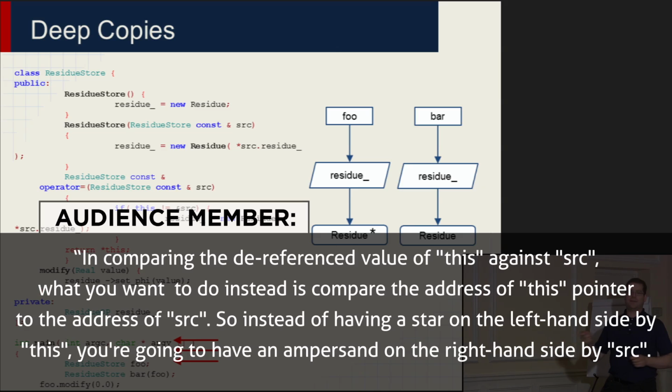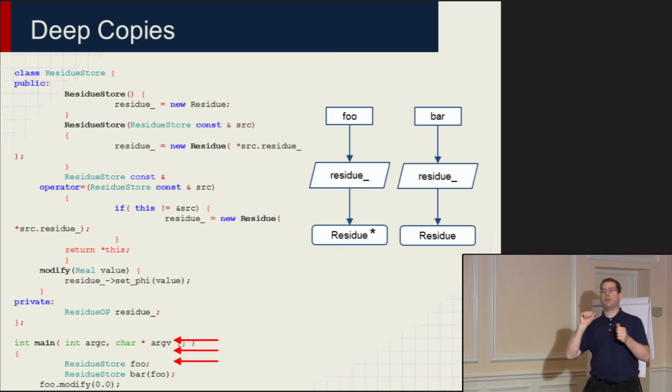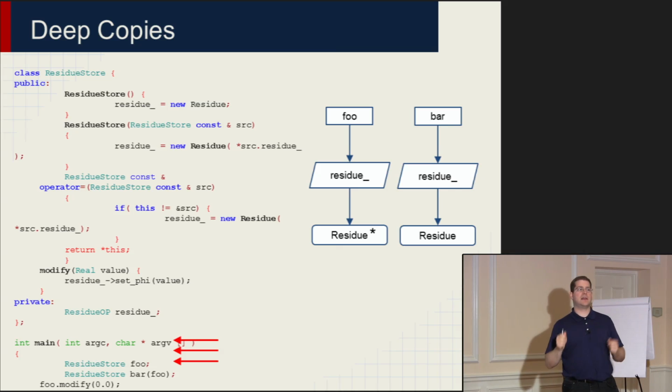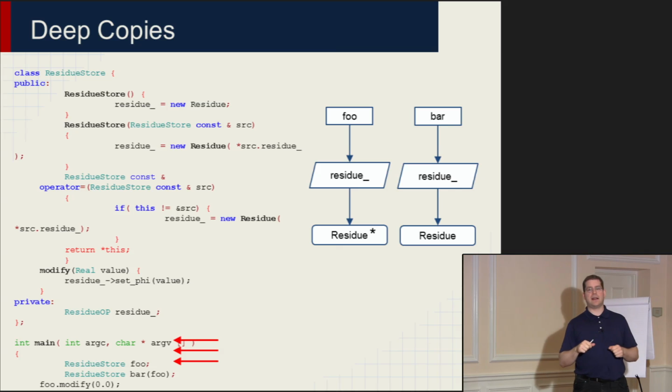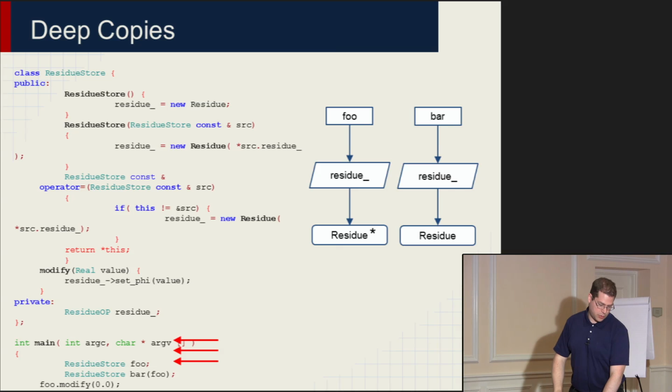Okay. So I think Andrew's point is a good one. This is comparing the value of the two as opposed to the identity. What you want to do is actually compare the pointers, so more of an identity comparison. So lose the asterisk and then compare whether this pointer is equal to, and then you use the ampersand operator to get the address of source. So you're comparing the memory location of the two objects to actually do object identity as opposed to a value identity as this is written. So, that's a good point.